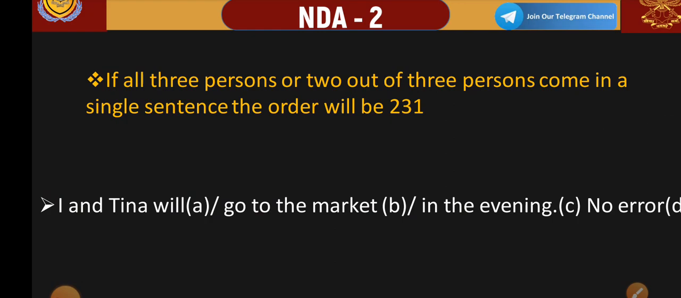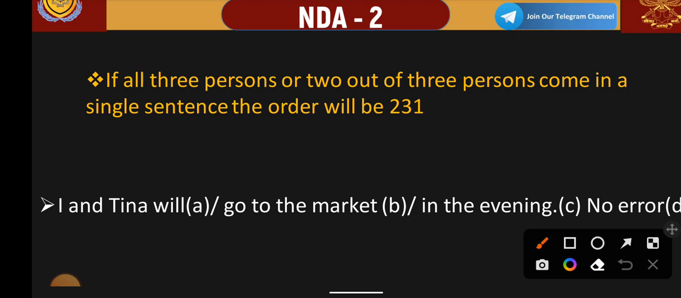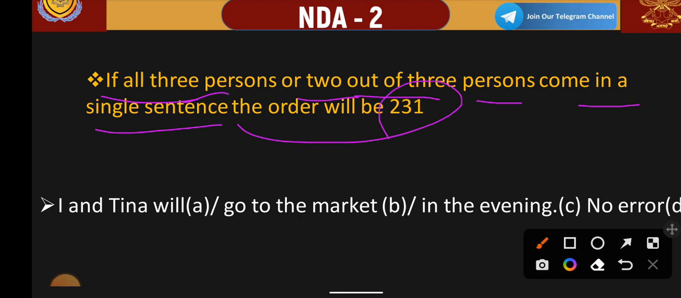By the way, come to the next concept. The next concept says, if all three persons or 2 out of 3 persons come in a single sentence, the order will be 2 3 1. Let me clear it in another way, and this rule is also known as the rule of common courtesy.